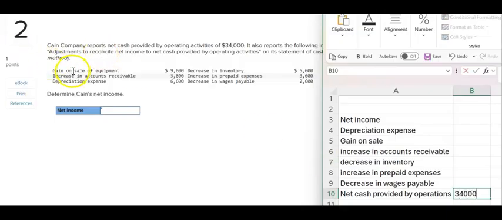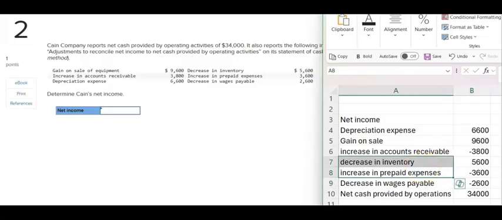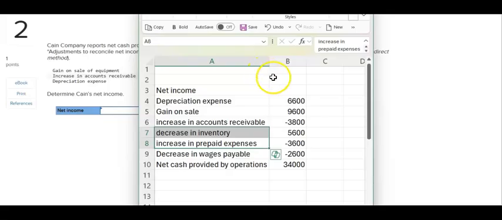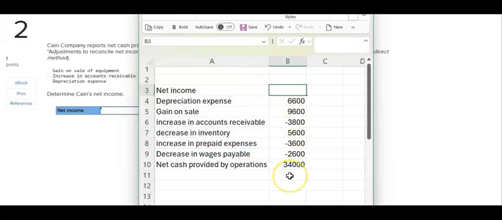And then you can go through the gain on sale, drop in your number, that would be added. The increase in accounts receivable would be subtracted. The depreciation expense is added. 6,600 is my number. The decrease in inventory would be added. Increase in prepaid expenses would be subtracted. And then the decrease in wages payable, that would be subtracted. Okay. So the net income, right, would be the number that we can add and subtract all the way down.